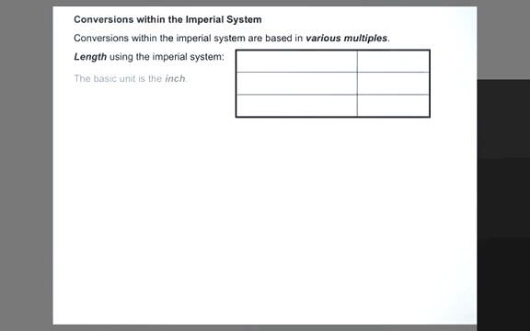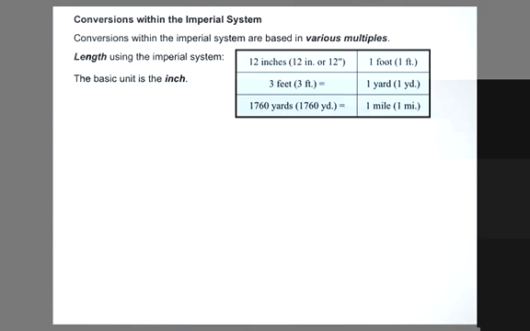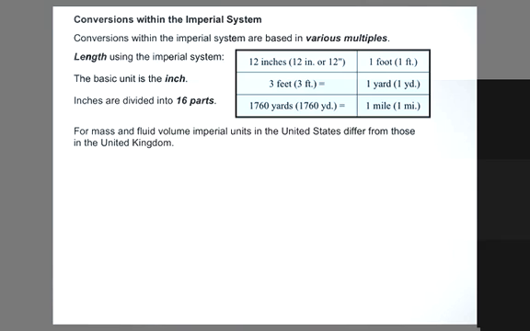For length using the imperial system, the base unit is the inch. There are 12 inches in 1 foot. There are 3 feet in 1 yard. And there are 1,760 yards in 1 mile. Inches are divided into 16 parts. For mass and fluid volume, imperial units in the United States differ from those in the United Kingdom. In this lesson, we will use the United States imperial system, unless stated otherwise.